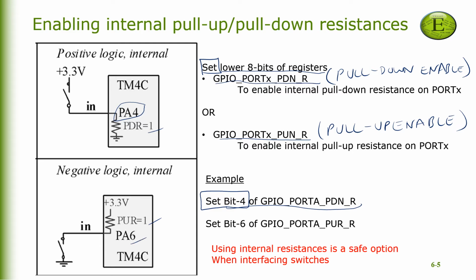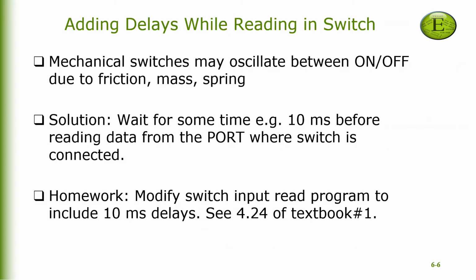In the other example, we are interested in enabling the pull up resistance on pin 6 of port A. For that, just set bit 6 of the pull up enable register of port A. Activating pull up and pull down resistances provides a safe way to interface switches.